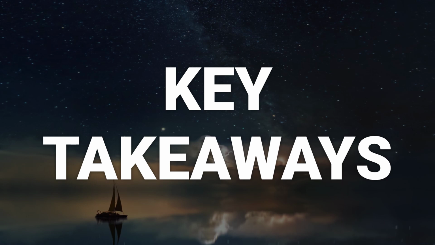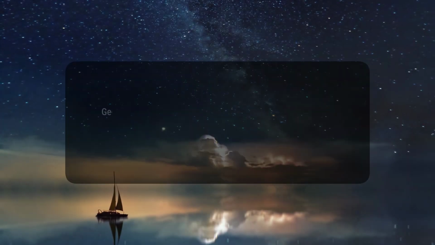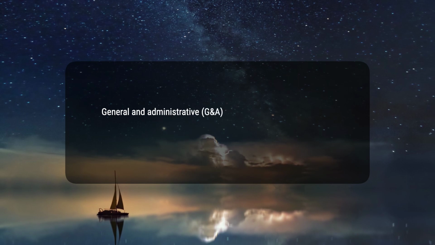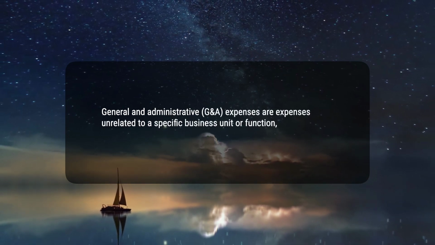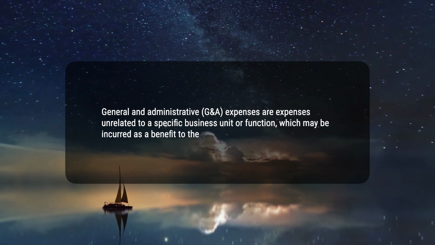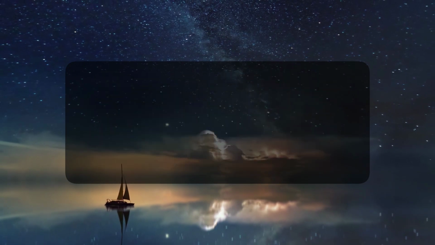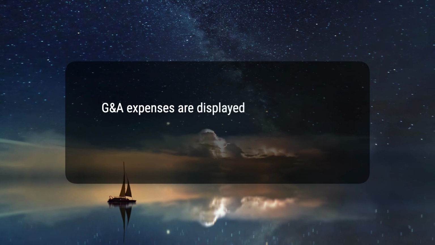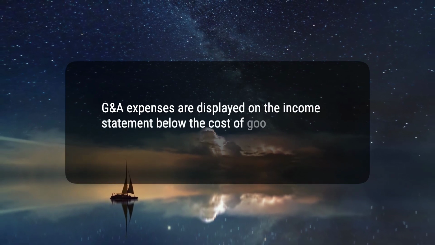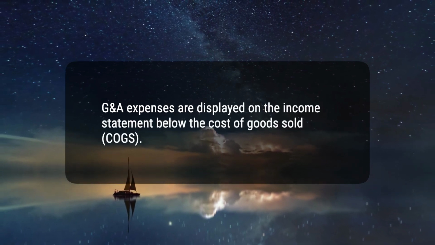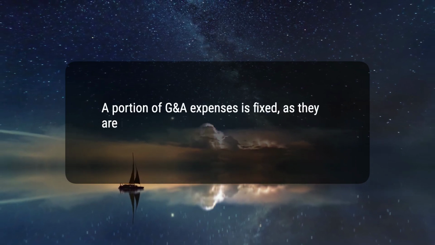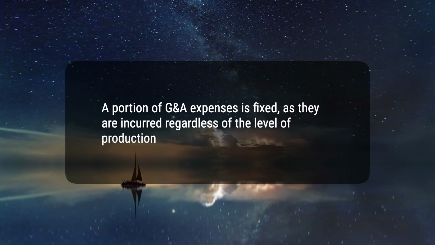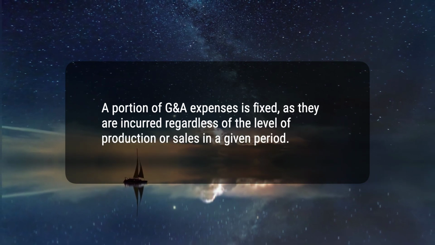Here are 4 key takeaways. 1. General and administrative (G&A) expenses are expenses unrelated to a specific business unit or function, which may be incurred as a benefit to the company as a whole. 2. G&A expenses are displayed on the income statement below the cost of goods sold, COGS. 3. A portion of G&A expenses is fixed, as they are incurred regardless of the level of production or sales in a given period.